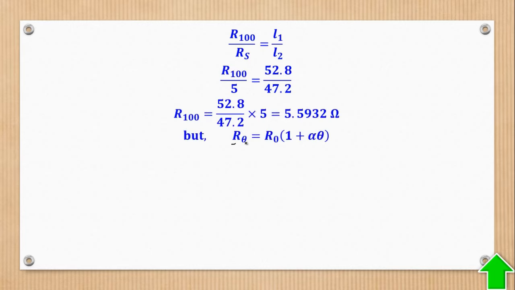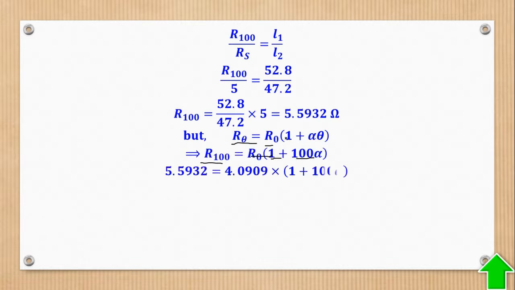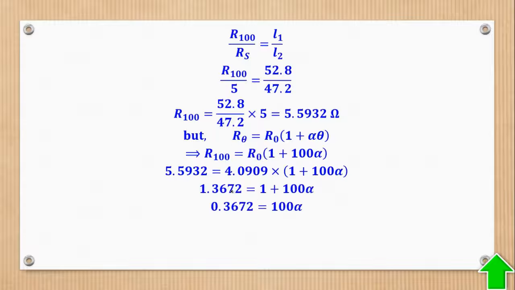But we know that R theta is equal to R0 in brackets 1 plus alpha theta. Therefore, R100 will be R0 in brackets 1 plus 100 alpha. So substitute for R100 and R0, then be able to get the value of alpha. So alpha will be equal to this. And that will be the temperature coefficient of resistance they wanted.